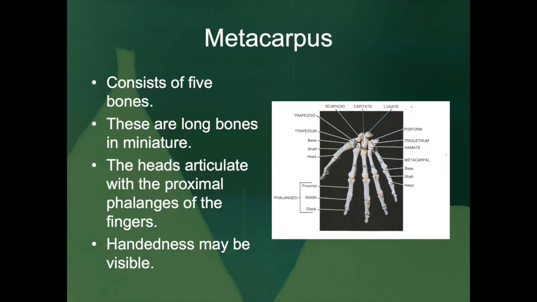The bases are going to articulate with the distal row of the carpal bones. The heads will articulate with the proximal phalanges of the fingers. Remember, proximal, middle or mesial, distal, right? So the proximal row is what they will articulate with regard to the phalanges or the fingers. The heads of the metacarpals are commonly called the knuckles and are readily visible and something that you can feel when you make a fist or when you clench a fist.